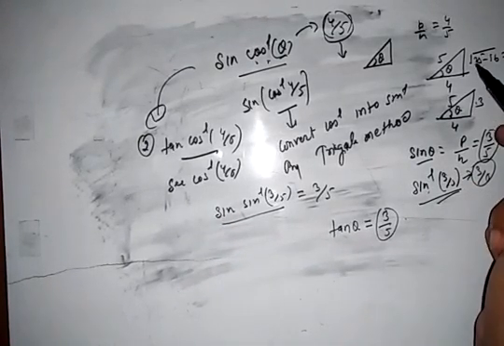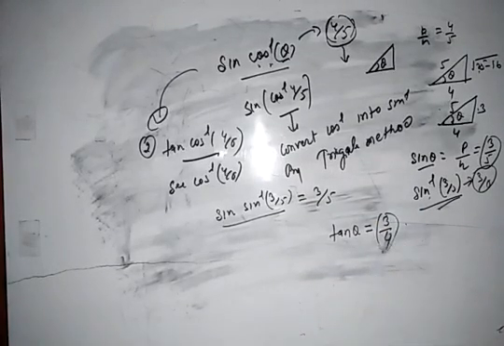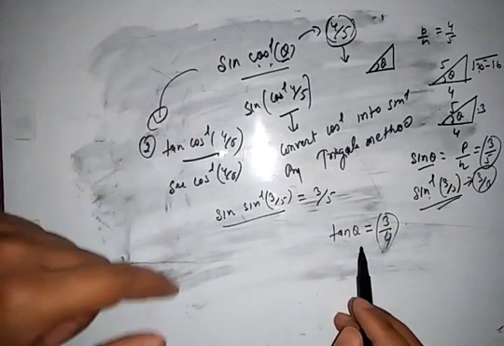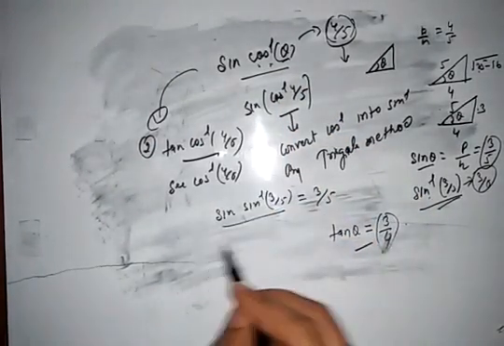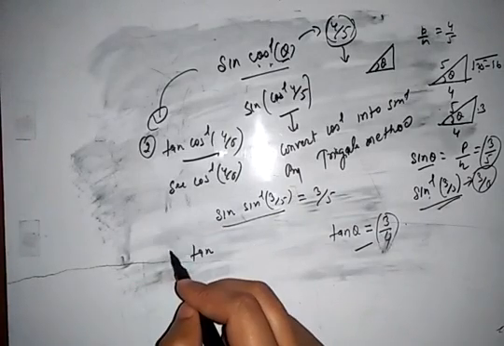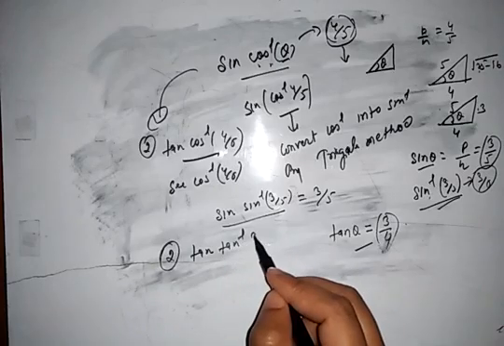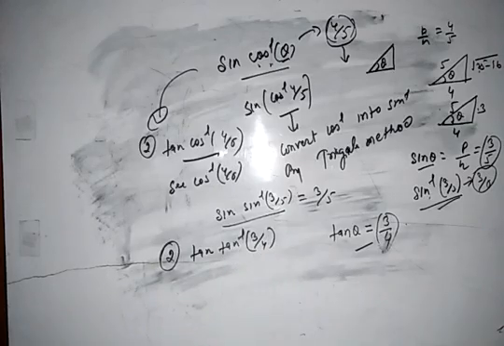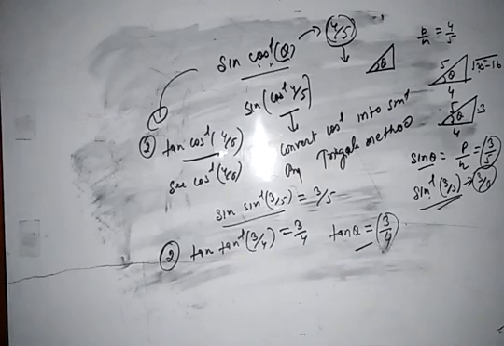What is it? 3 by 5, sorry, 3 by 4. What happened? So no need to do such calculation. You can only assume here, and we will directly put here what? Tan of tan inverse 3 by 4. You can only assume such, and you will get 3 by 4. Okay.